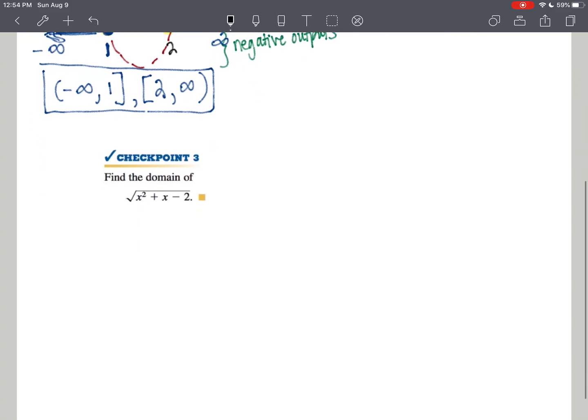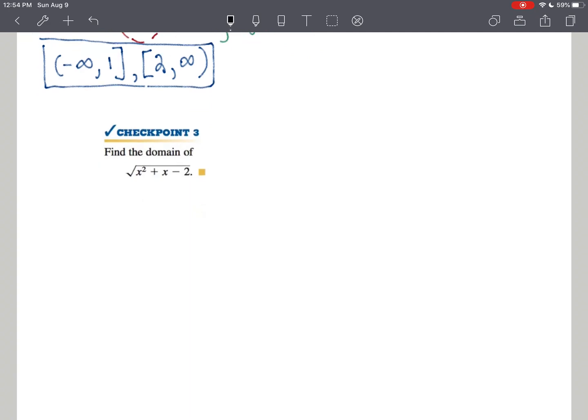Okay, you go ahead and try this one. Go ahead and press pause, because I truly am going to come back and just write the answer. Okay, welcome back. The answer is negative infinity to negative 2 with a bracket, and 1 to infinity. Again, that 1 has a bracket.